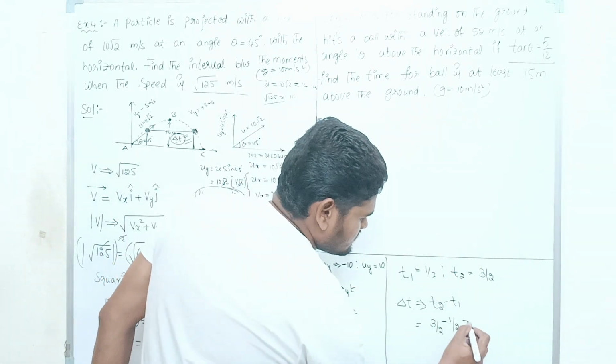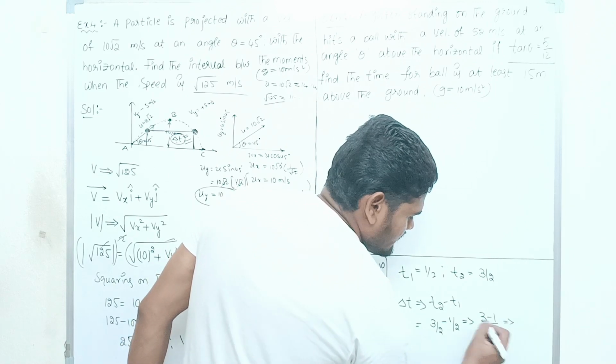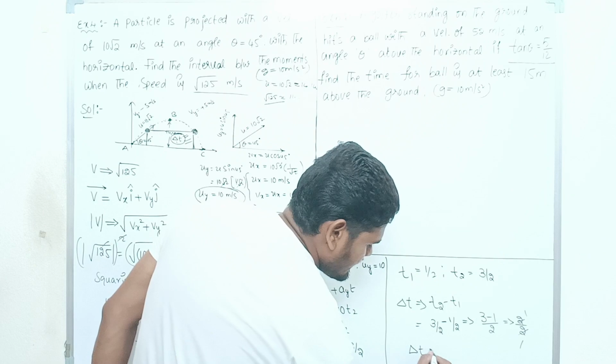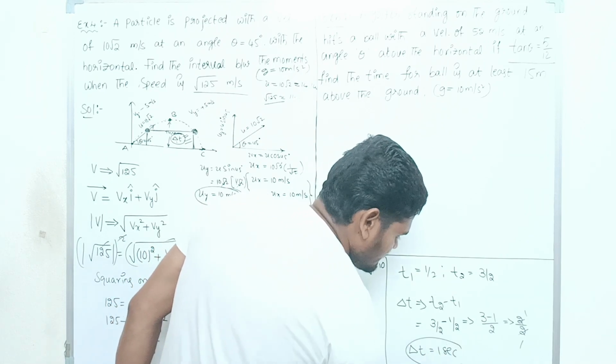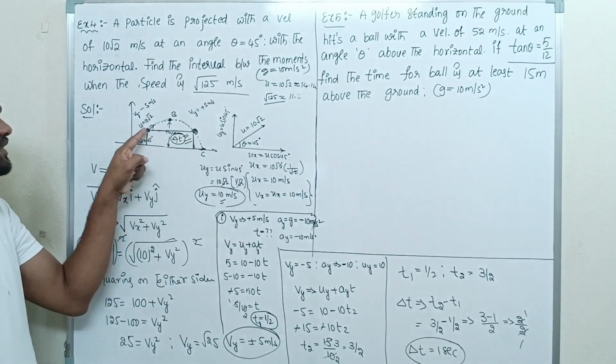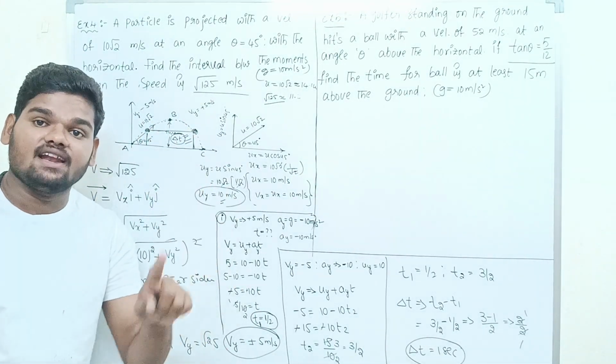1 by 2. So the denominator is the same, and the numerator becomes 3 minus 1, which is 2 by 2. So the time interval delta t is equal to how much? 1 second. This is the time interval between the two velocities, root over 125 and root over 125, when the object is making projectile motion.